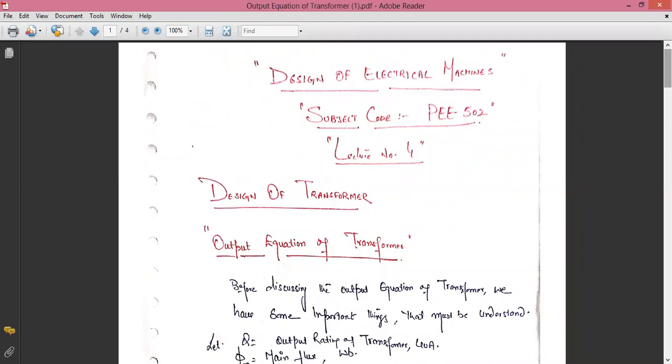Clear? Yeah, Vinayak has one more question. Vinayak, tell me. Sir, what is gross core area? Yeah, gross core area means, you know, and what is the net core area? Yeah, I will tell you.